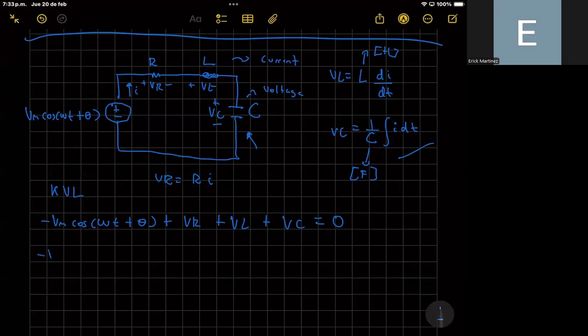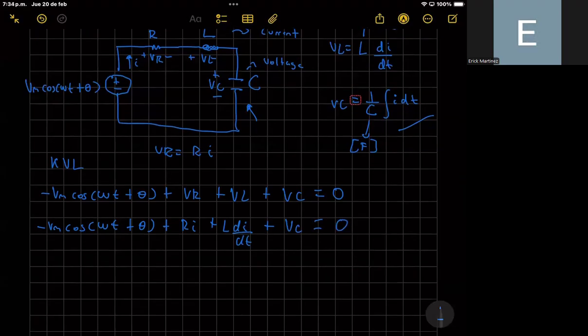So we have minus Vm times the cosine of omega times t plus theta, and we have the voltage of the resistor, which is equal to R times I, the value of the current in this circuit, plus the voltage of the inductor, which is equal to L times the derivative of the current with respect to time. And also we have the voltage of the capacitor, but since I want to compute the voltage of the capacitor, I will leave this term as it is, and this is equal to 0.